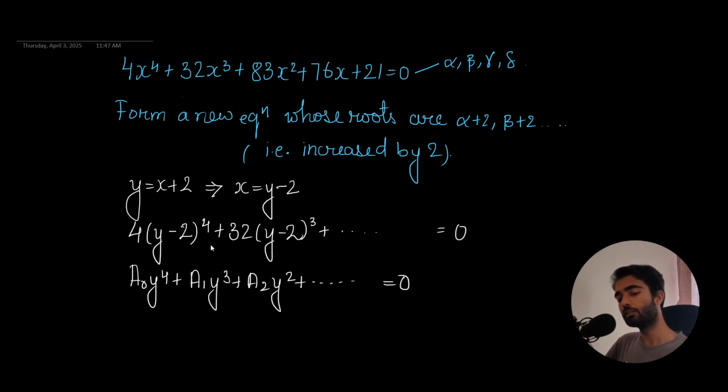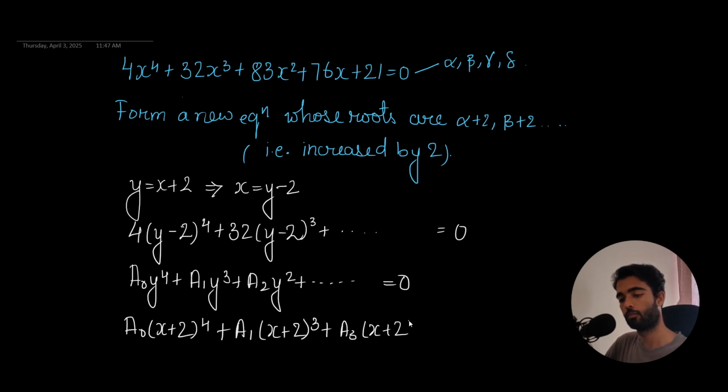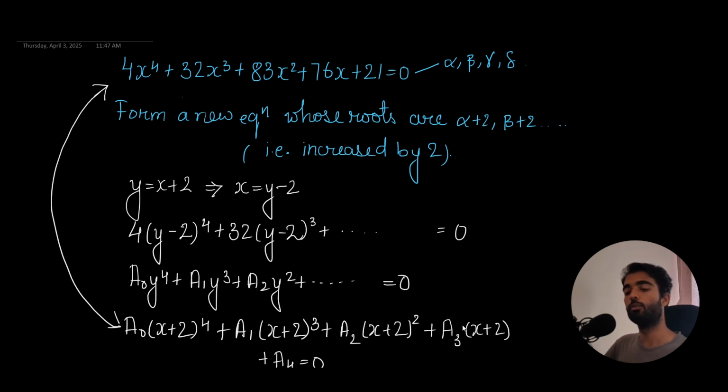Now we can again substitute y equals x plus 2 here, and claim that these two are the same equation. I'm going to write the rest of the terms here. Notice that if I divide this equation by x plus 2, I'm going to get a4 as the remainder. That implies that if I divide this equation by x plus 2, the remainder is going to be equal to a4.